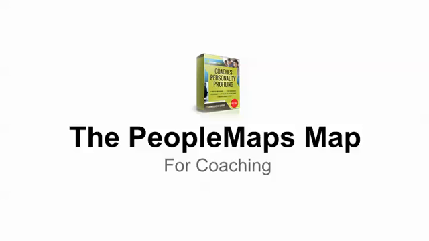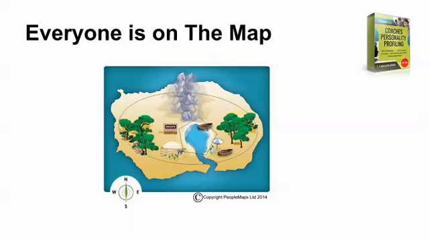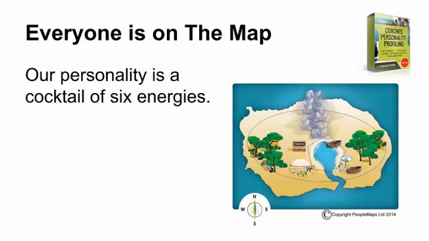Hi, in this video we want to look at the PeopleMaps map and how you would use it in coaching. Now the first thing to know is that everyone is on the map somewhere. We all have our own unique personalities, but we all are also located on the map. And your personality and mine is essentially a cocktail of 6 energies.